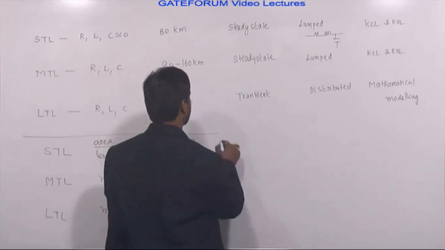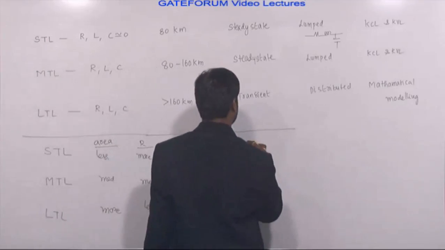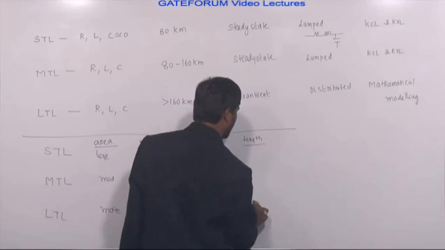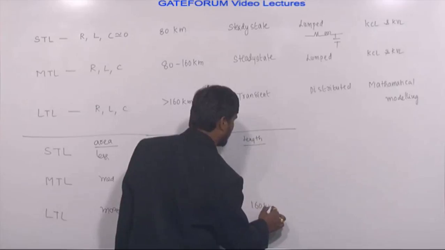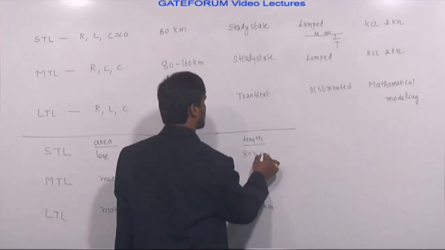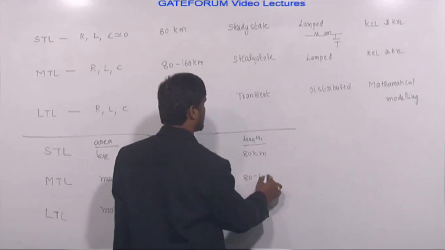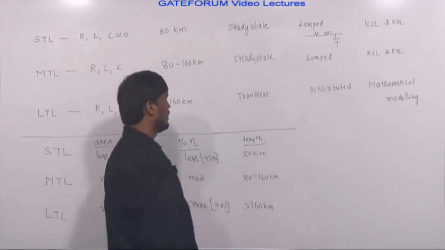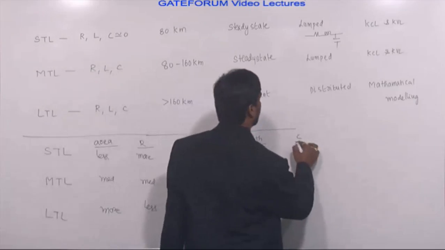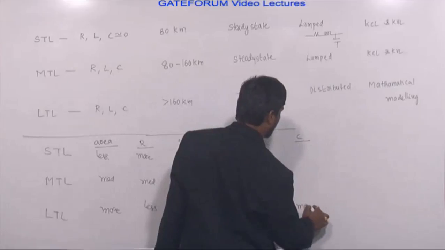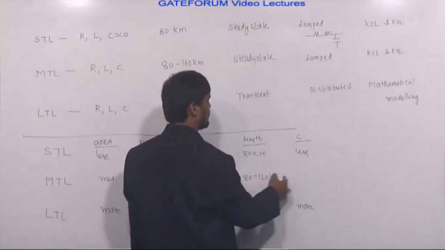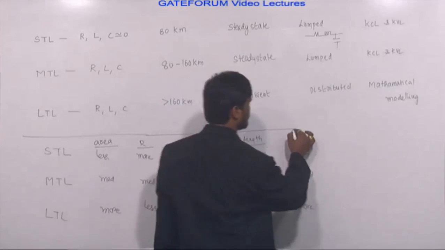This is efficiency. Next, coming to length. The length of the transmission line is more in the long line, greater than 160 kilometers. It is 80 kilometers for short and 80 to 160 kilometers for medium. If the length of the transmission line is more, definitely the capacitance formation is also more. Therefore, capacitance formation is more in the long line. Length is less, definitely formation of capacitance is less. Length is medium, capacitance also medium.